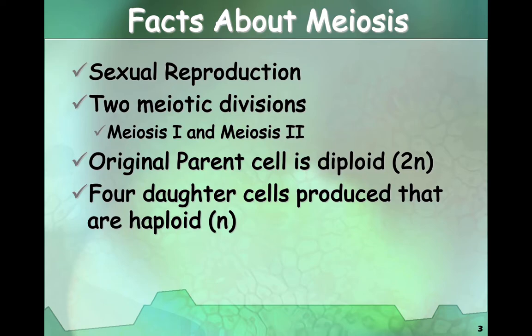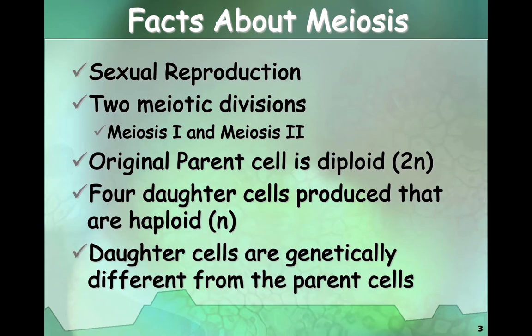Also, a big difference between meiosis and mitosis is the fact that we have four daughter cells, whereas mitosis only produced two daughter cells, and those daughter cells were diploid, whereas now we're having haploids. And the daughter cells are going to be genetically different from the parent cell, whereas in mitosis, they were identical.